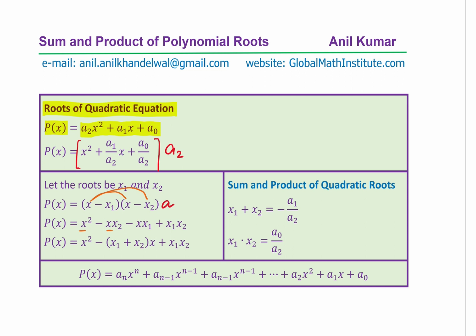Now we can do the same with the other term, which is x1 times x gives you x1 with the negative sign, and x1 with x2, both negative, makes it positive x1 x2. After applying the distributive property, we can actually factor x common, right? So if I factor x common from the center two terms, then taking minus x as a common factor, we get x1 plus x2 within the bracket. And the last term, which is plus x1 x2.